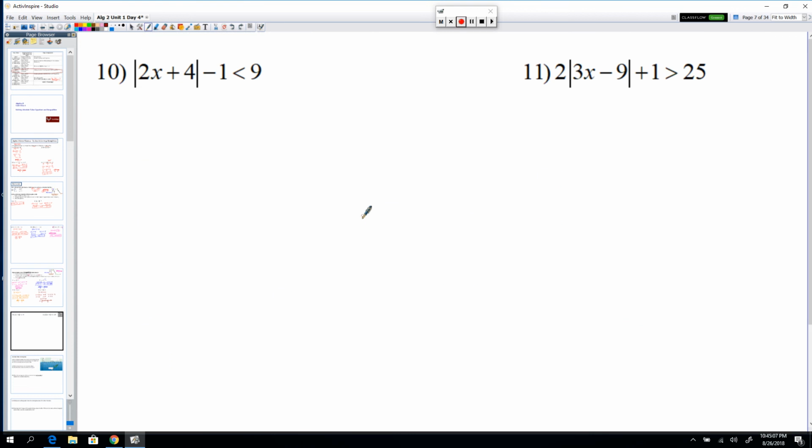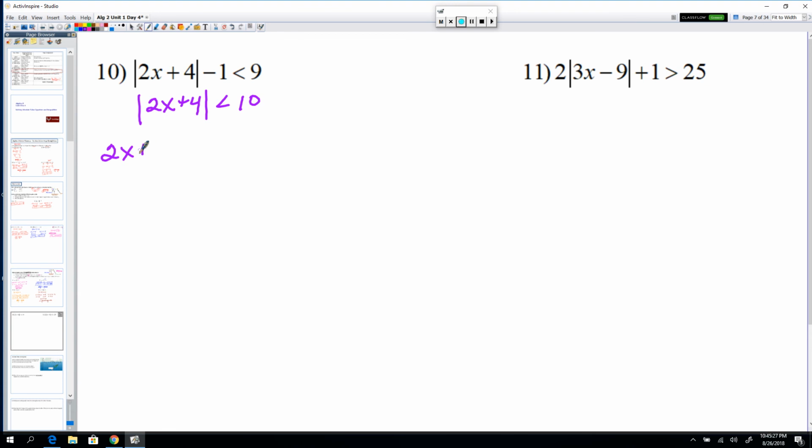Alright, let's take a look at 10. Any isolation work we need to do here? Absolutely. There's nothing glued to the front, but there's definitely this pesky little -1 here, so let's take care of that. Leave the absolute value bars. We haven't broken this guy out yet. Add 1 to both sides. Now break this stuff out.